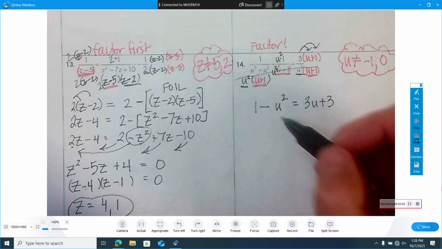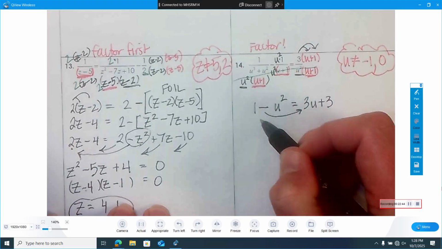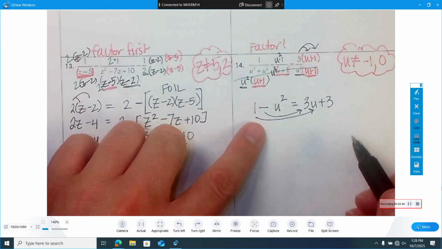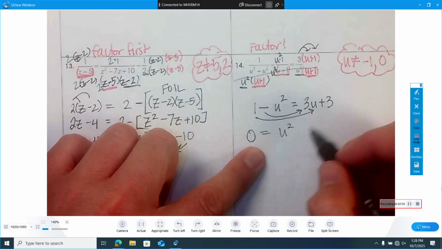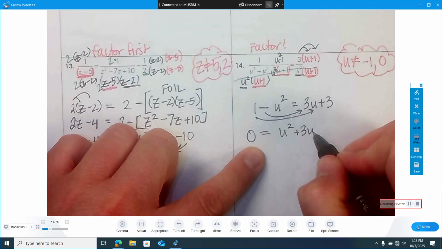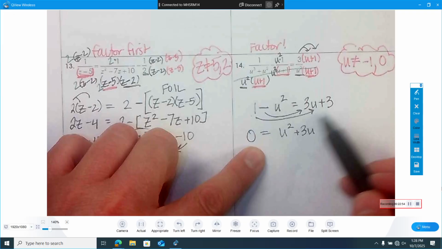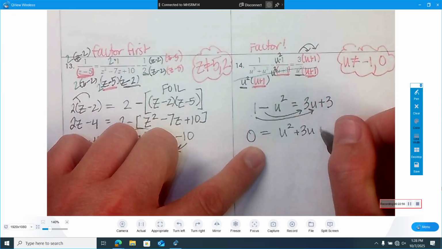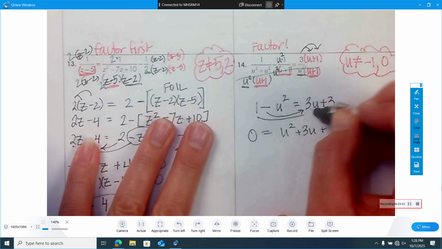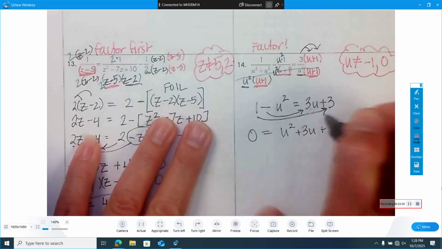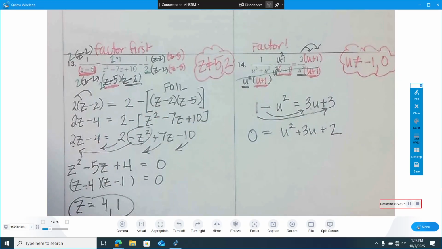Move everything over to the right. Very good. We're going to move everything to the right so that my leading term is positive. So I'm going to get a positive u squared plus 3u. And then I have to subtract the 1. So 3 minus 1 is 2. Sorry, my arrow is not in the best spot. There we go. That's a little better. Plus 2. Yep. And then we need 2.